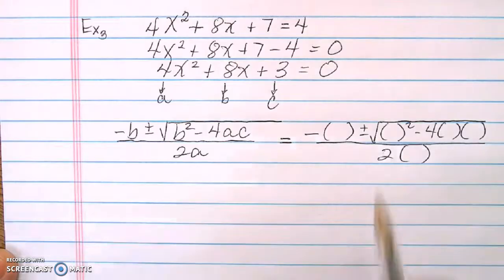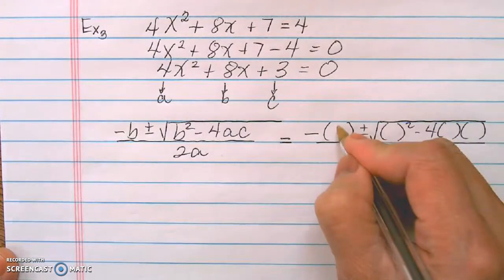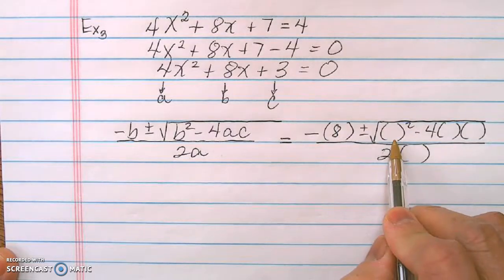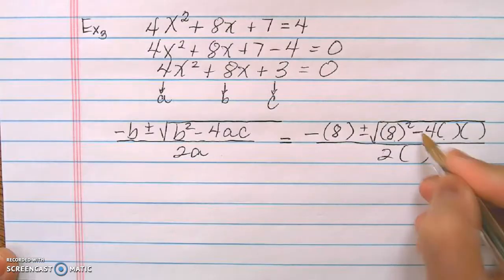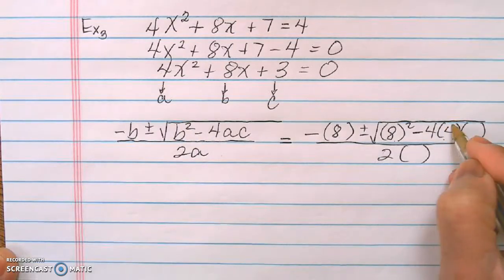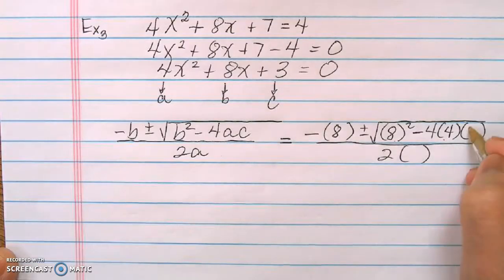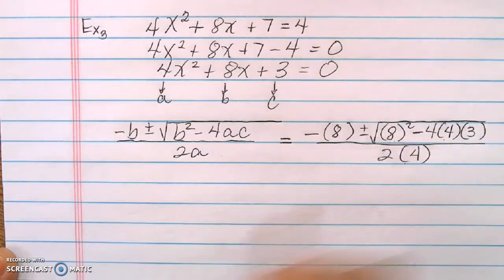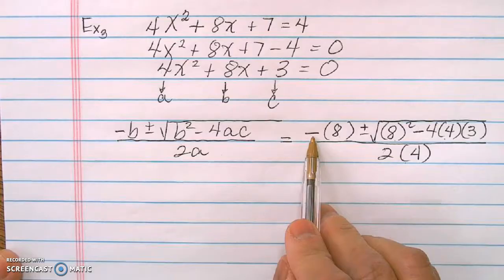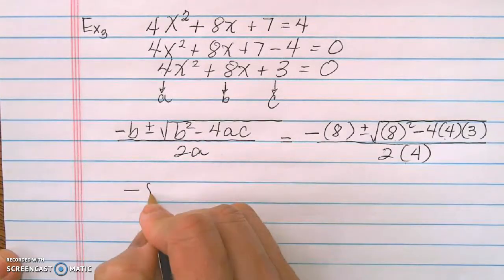All right. This is a B, which is positive 8. This is B, which is also positive 8. This is A, which is a 4. And this is C, which is a 3. This is A, which is a 4. So now we are going to have negative times a positive. So that is going to be a negative 8.